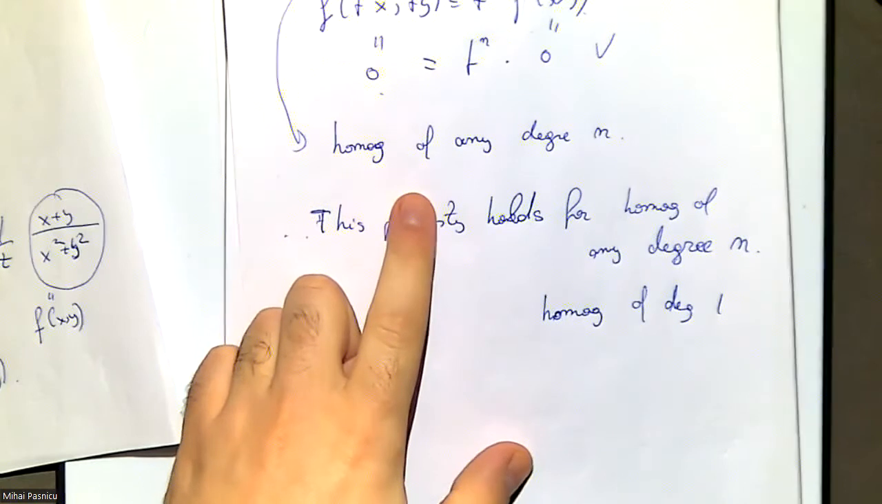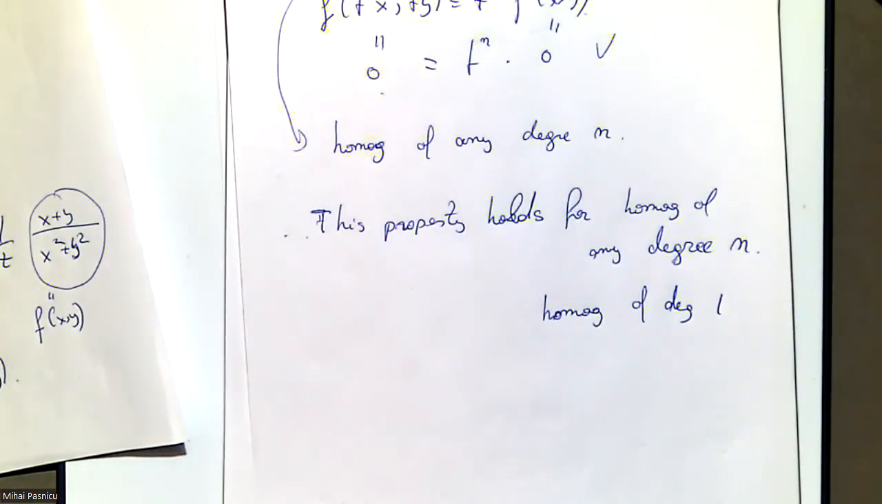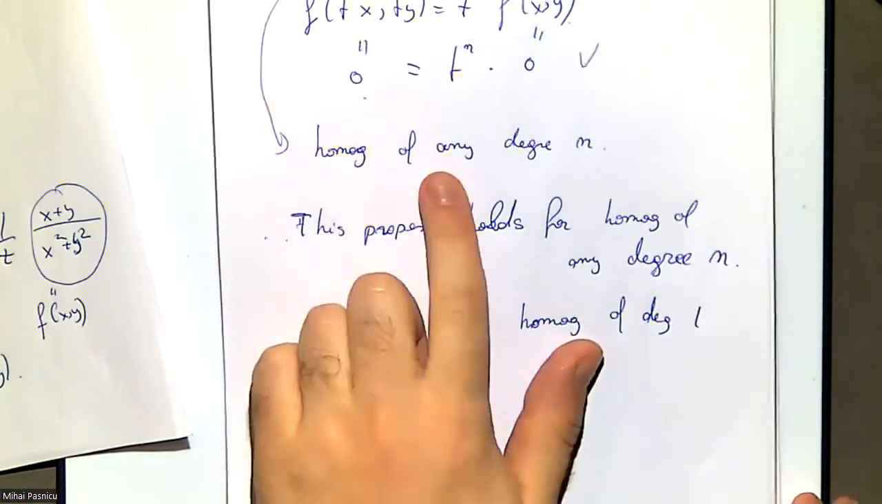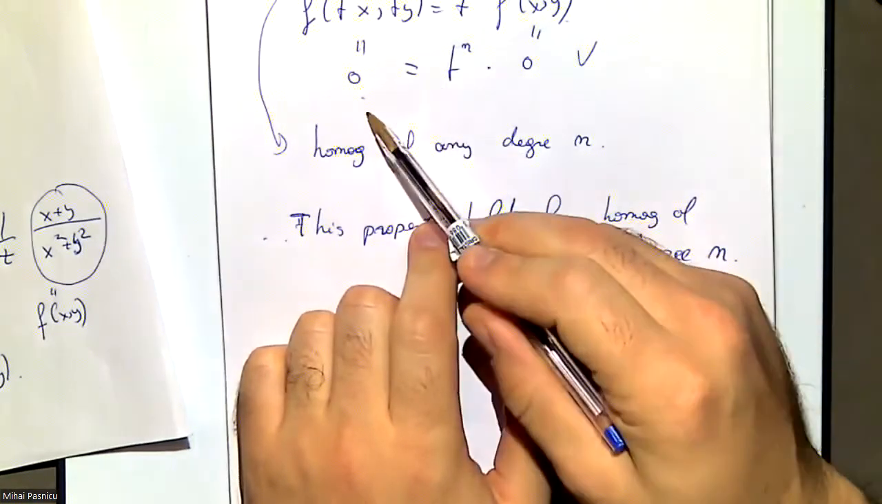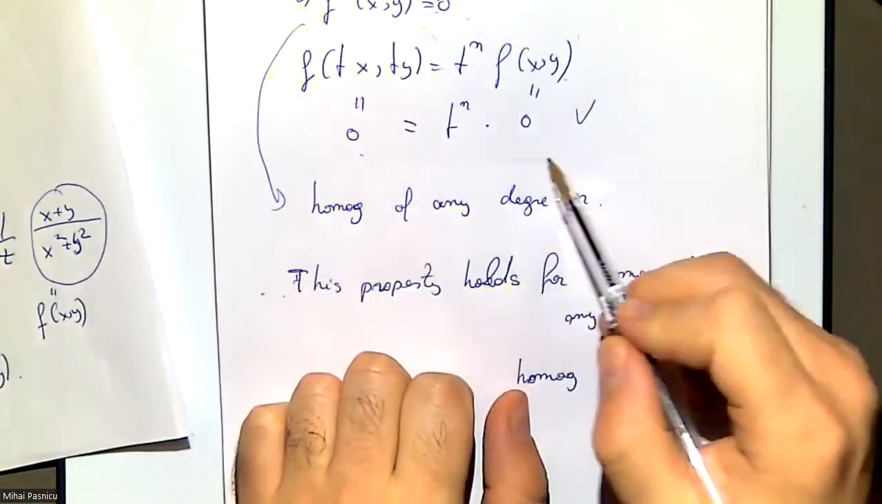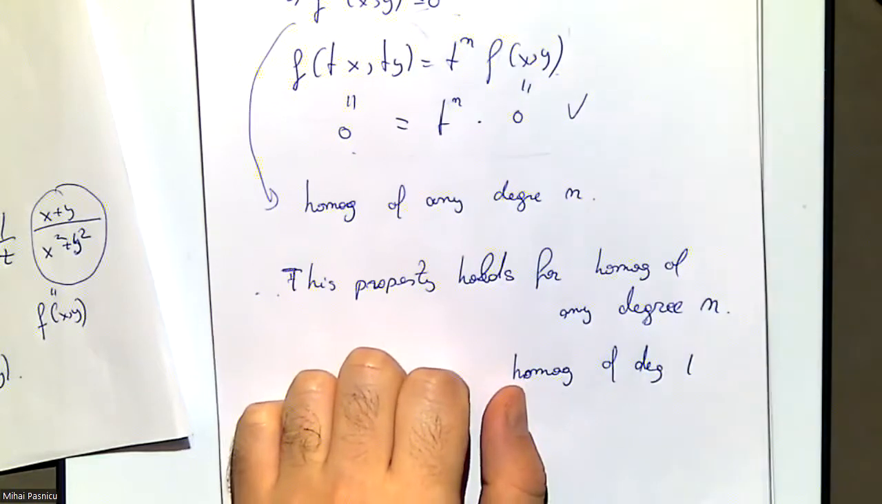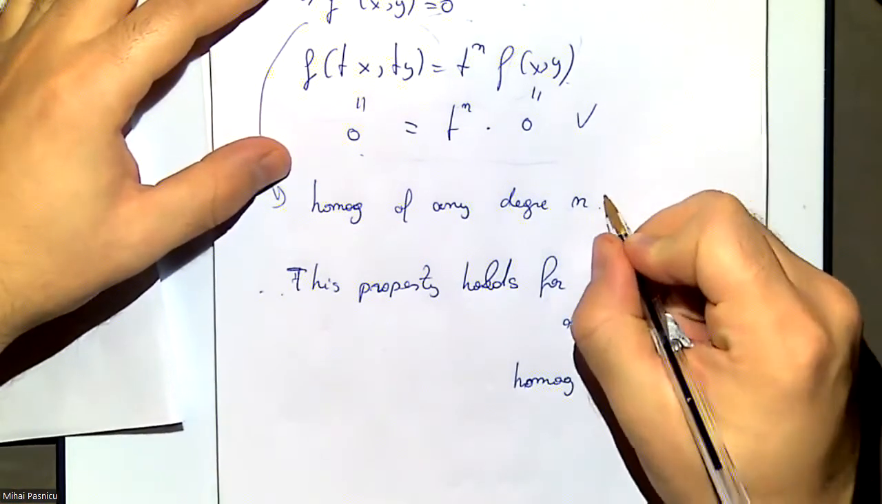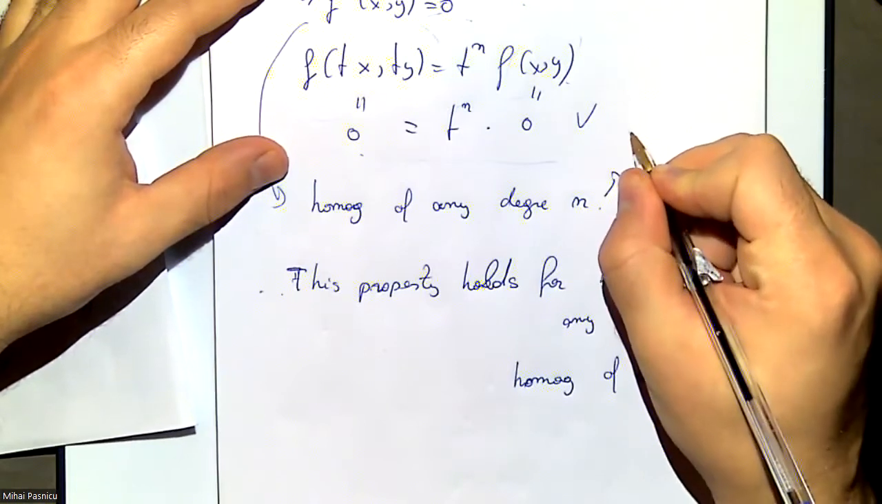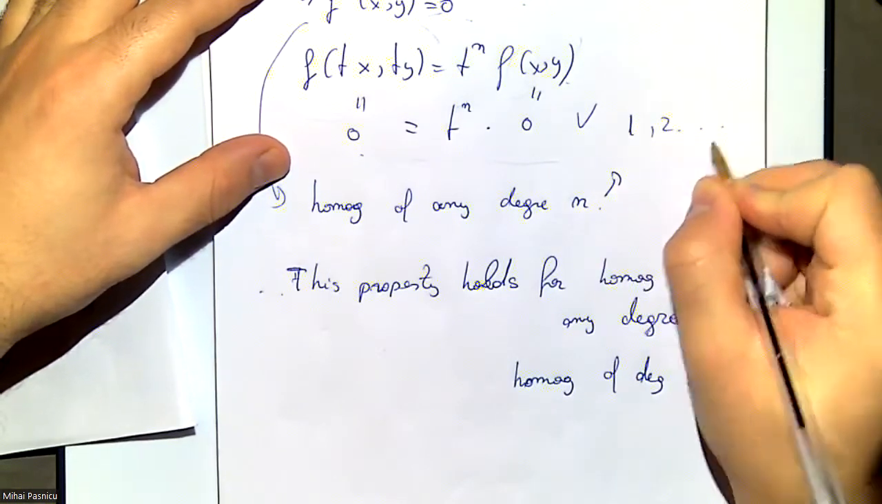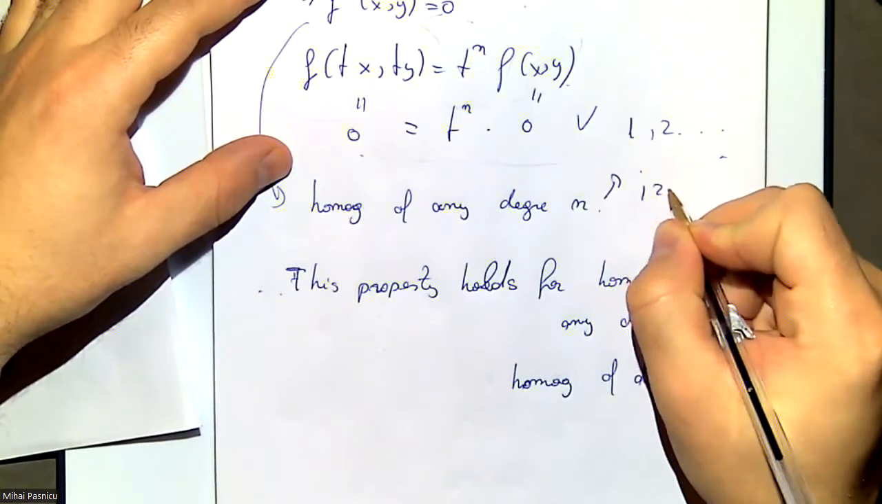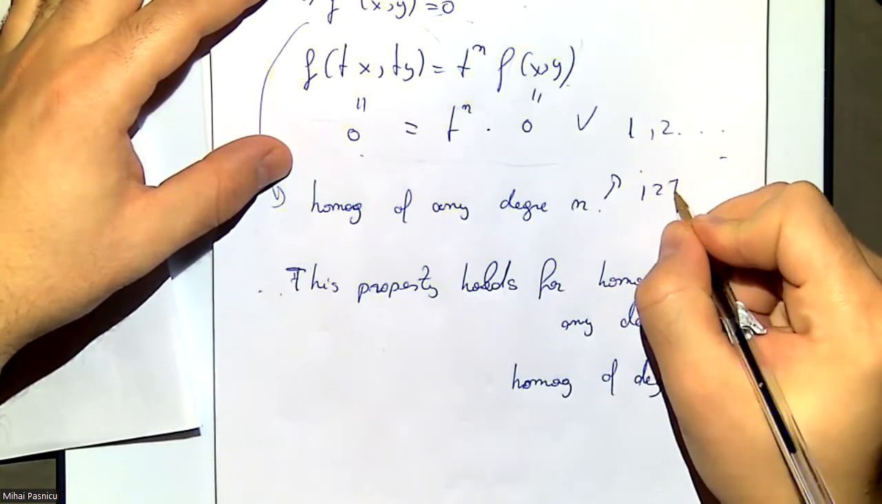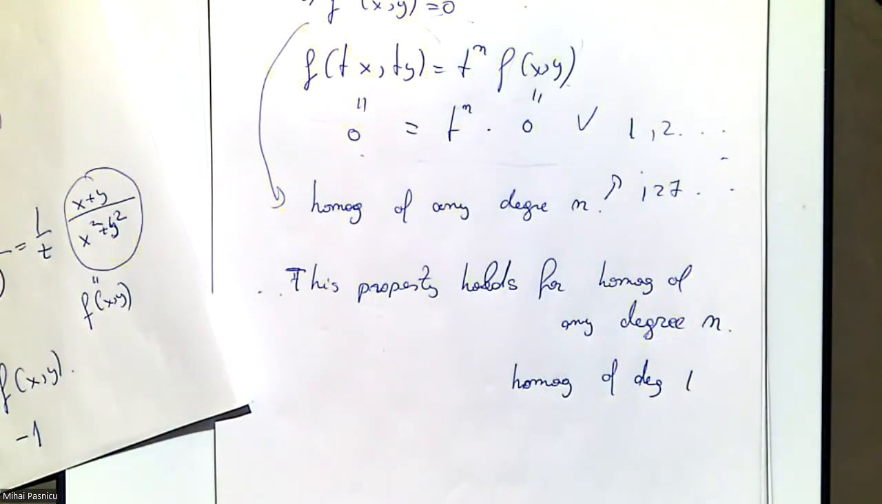Well, what I'm writing here, this is, I think, what I've used in these natural writing. I'm just saying that according to my definition up top, this function is homogeneous of degree 1, 2, 3, 4, 5. It's homogeneous of any degree n. So in particular, homogeneous of degree 1, 2, ..., 100, 200, 127, ... It's homogeneous of any degree.